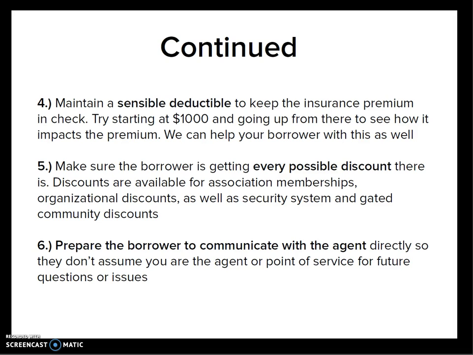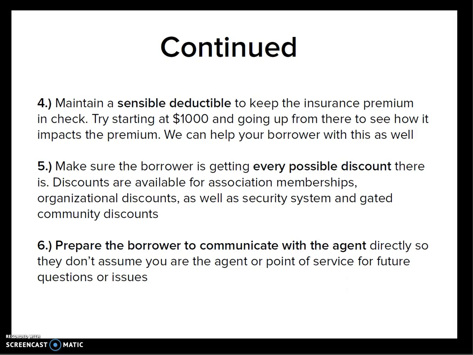Four, maintain a sensible deductible to keep the insurance premium in check. You want to try starting out at $1,000 and going up from there to see how it impacts the premium. This can help your borrower as well. We are sensitive to the fact that some loans require certain deductibles and require a cap on the deductible. So you just want to make sure that you review that with your agent as well.